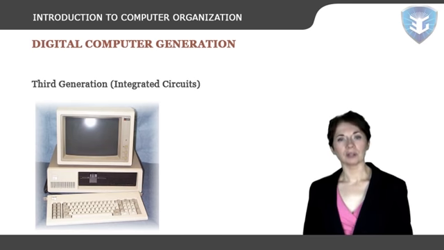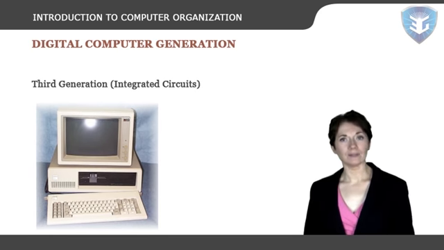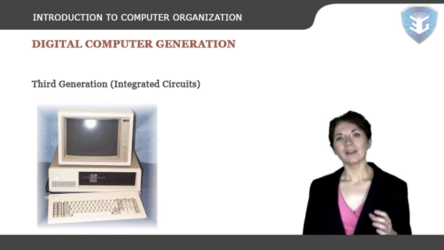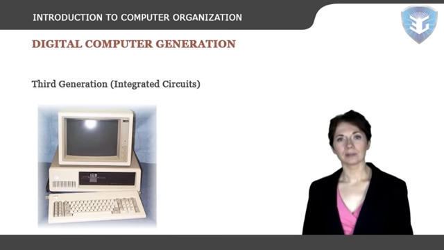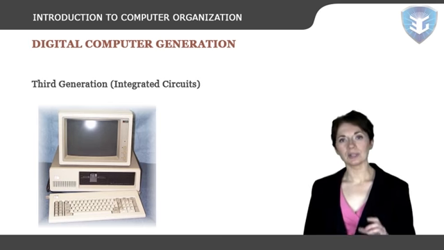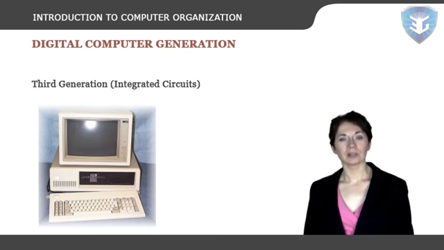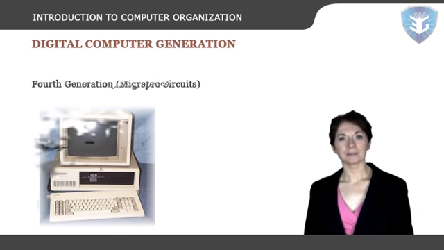Third generation, integrated circuits. The period of third generation was 1965 to 1971. The third generation of computers is marked by the use of integrated circuits, or ICs, in place of transistors. A single IC has many transistors, resistors, and capacitors, along with the associated circuitry. The IC was invented by Jack Kilby.